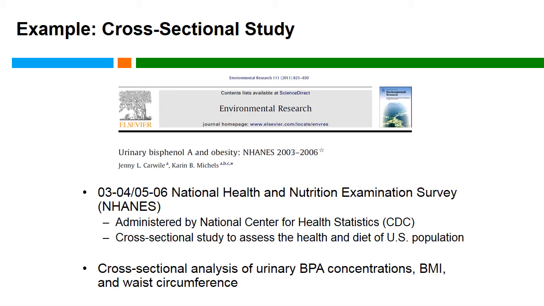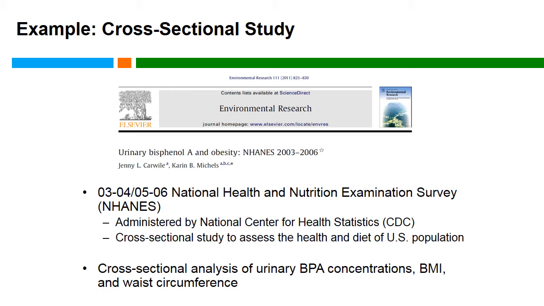So let's look at an example of a cross-sectional study. This is a paper published looking at the association between exposure to bisphenol A, or BPA, and measures of obesity, including BMI and waist circumference. The authors here are using data taken from the National Health and Nutrition Examination Survey, or the NHANES.